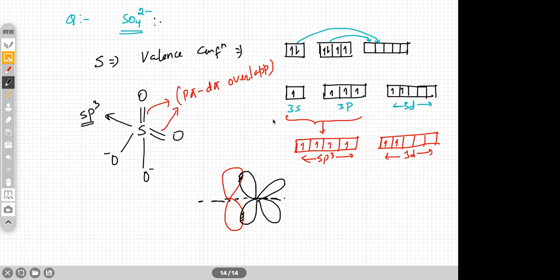PD overlap you can write. No, P won't always form a pi bond. P can form sigma also. The first bond between P and P overlap is sigma only.